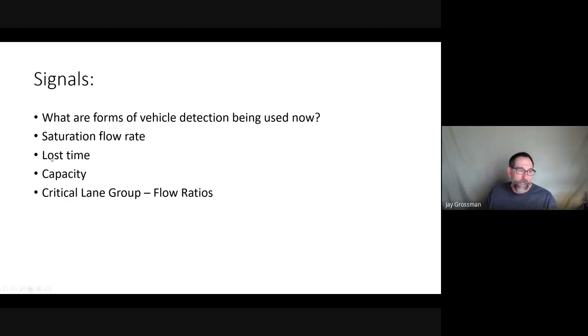Lost time is exactly that, time we lose within the cycle. The first 2 seconds in green is lost time. The last second of yellow is lost time. And then the all red, no one's moving during all red. That's all lost time, right through there.